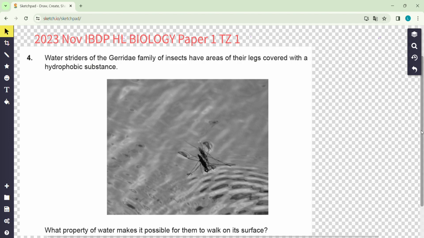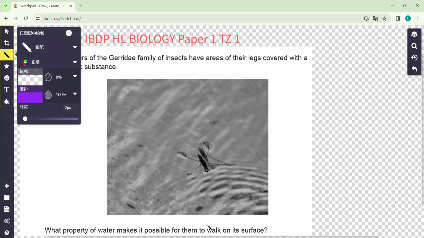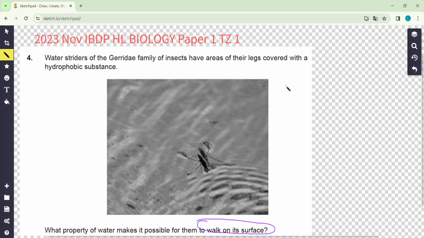Question number 4 is the explanation why an insect can walk on the water surface. First of all, you remember two concepts, adhesion and cohesion. Adhesion is the sticking together of water with other things. And cohesion is the sticking together of water by itself, water with water.